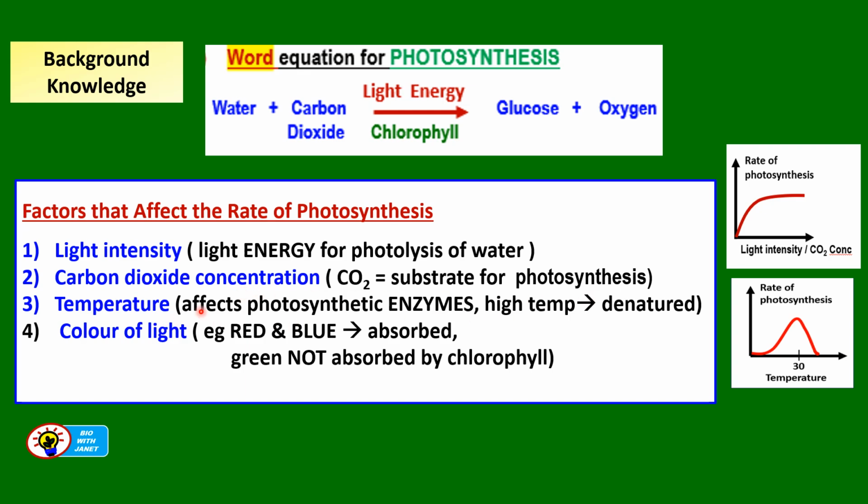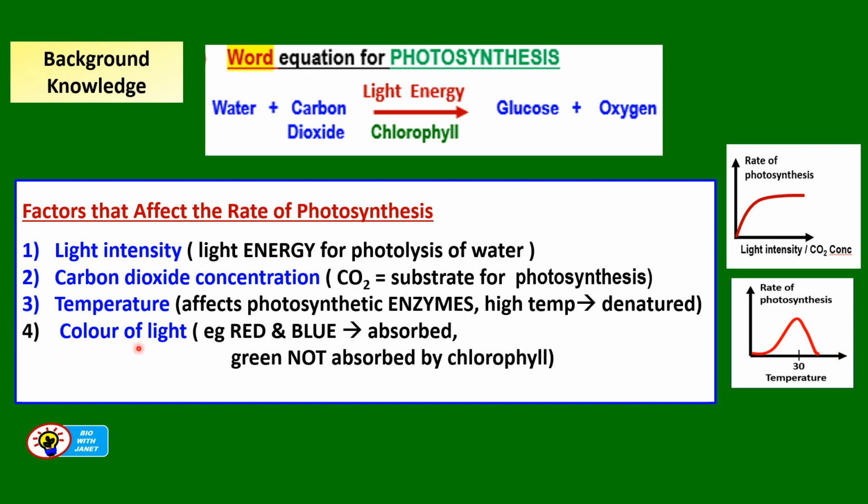Now, temperature affects the photosynthetic enzymes that catalyze the process of photosynthesis. The optimum temperature for the photosynthetic enzymes to act is 25 to 30 degrees Celsius, lower than for humans. And at high temperatures like 50 or 60 degrees Celsius, the enzymes are denatured and their protein structure is destroyed. The protein structure is changed, and then the active sites are destroyed. So at high temperatures, the rate of photosynthesis will decrease down to 0.